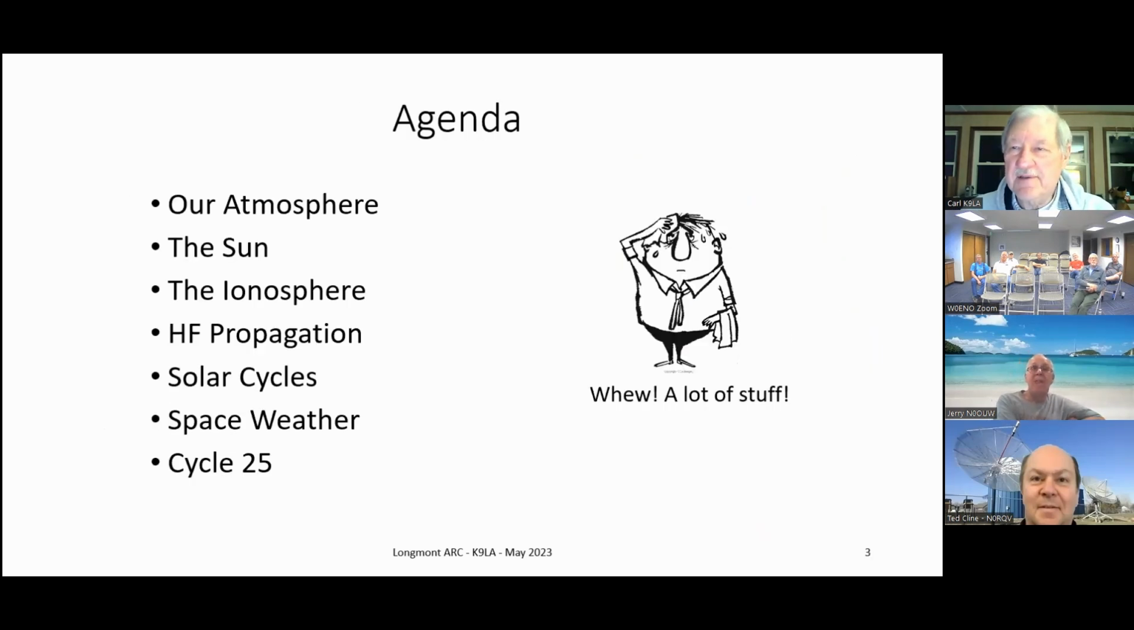There it goes. So what we'll talk about is our atmosphere, the sun, the ionosphere, HF propagation, solar cycle, space weather, and Cycle 25. That's a lot, but like I said, you'll have a PDF to peruse if you're interested in going over this again.